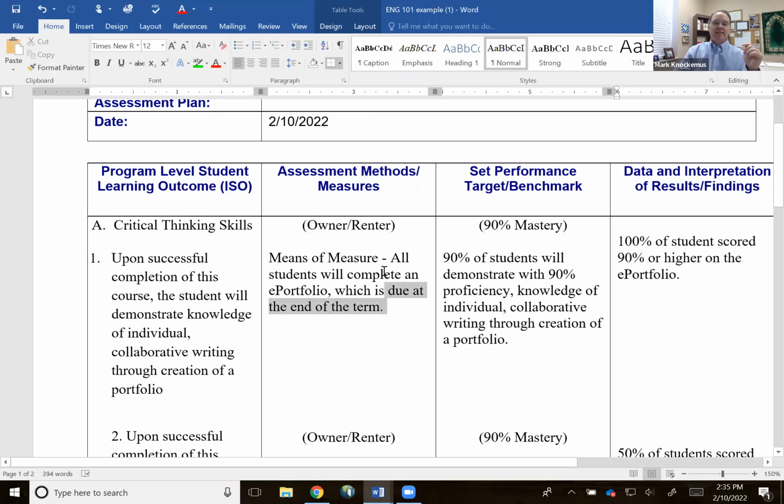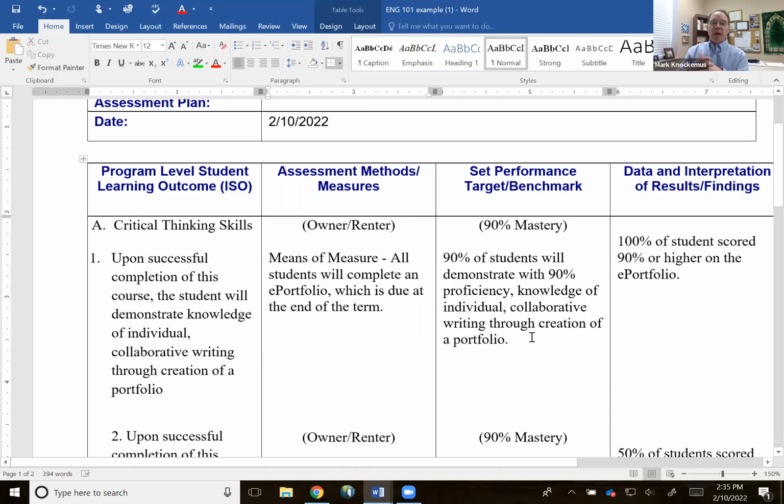So what's next? Here we have how we're going to measure that. For this one, this is the portfolio, the e-portfolio. Who, what, and when. Those are the questions that should be answered here. Then this is the target. So this is the means of measure, the means of assessment, and this is what we're projecting out.